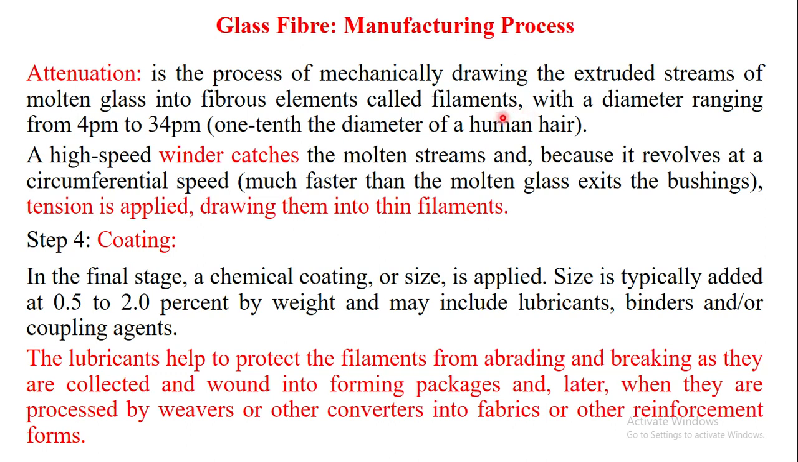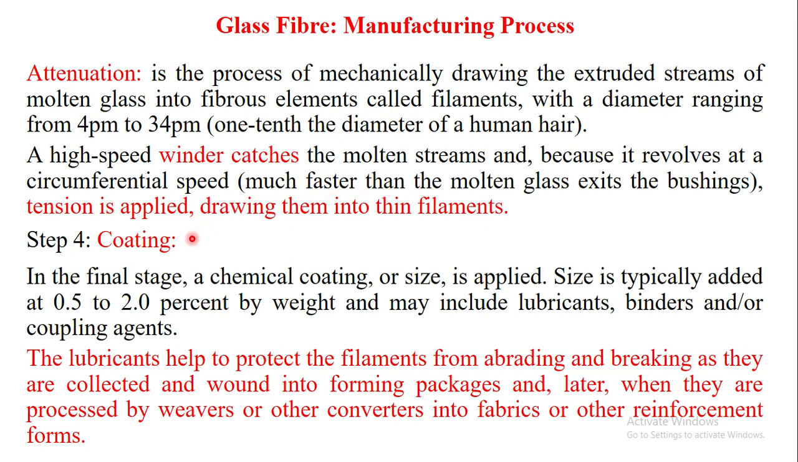We can manufacture fibers at different diameters, but we should focus on the diameter of the orifice. The high-speed winder catches the molten streams, and because it revolves at a circumferential speed much faster than the molten glass exits the bushings, tension is applied, drawing them into thin filaments. This process is known as the attenuation process.